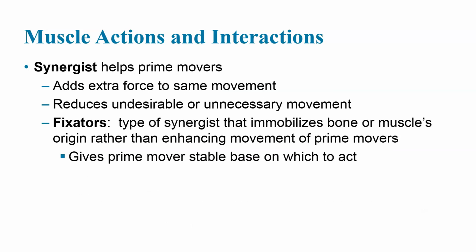Synergists are muscles that help the prime movers make their movement. They might add extra force to the same movement, or sometimes they reduce undesirable or unnecessary movement. Fixators are a specific type of synergist that immobilizes a bone or a muscle's origin rather than enhancing the movement of the prime movers. They give the prime mover a stable base on which to act. So if you think about that biceps muscle, you have rotator cuff muscles around your shoulder that act as the fixators. They help to give the biceps muscle a less movable origin.